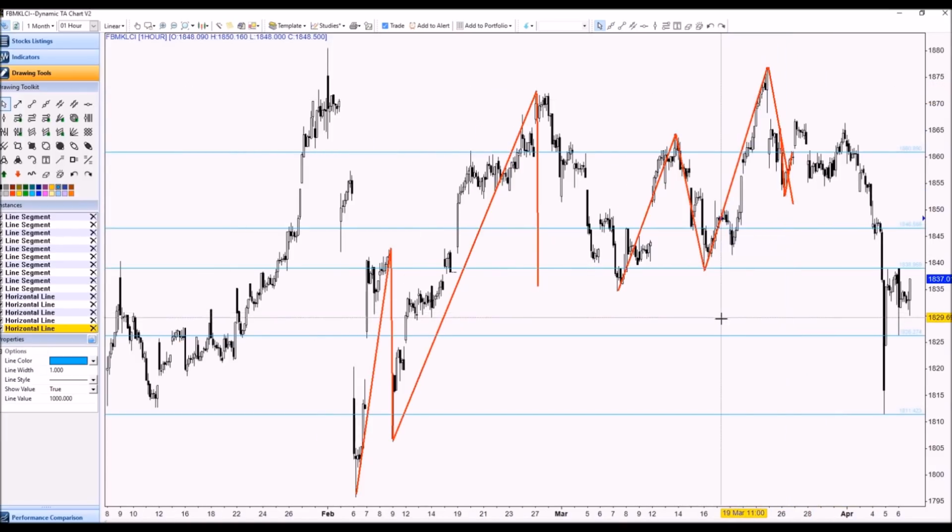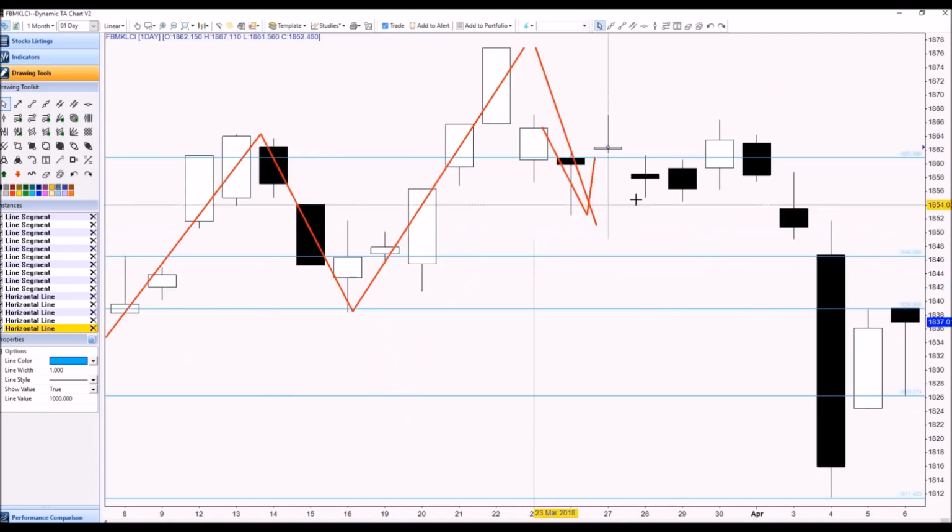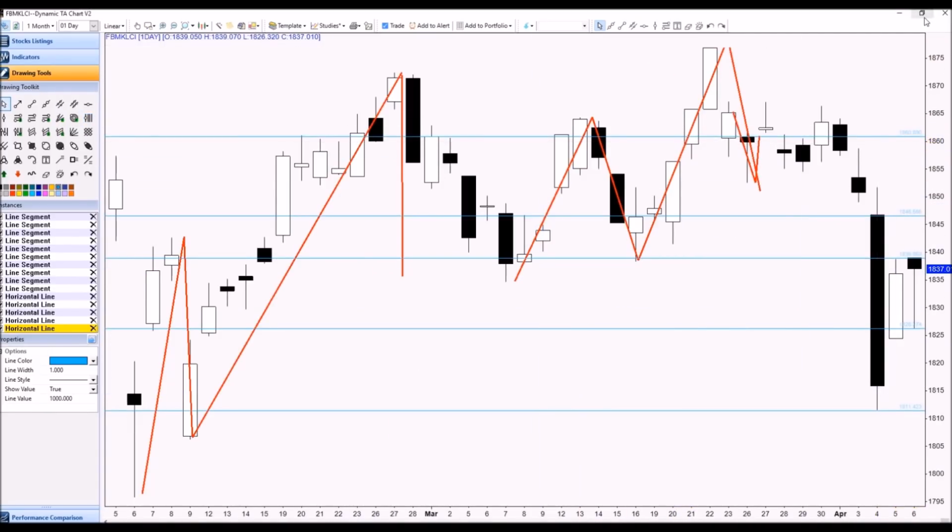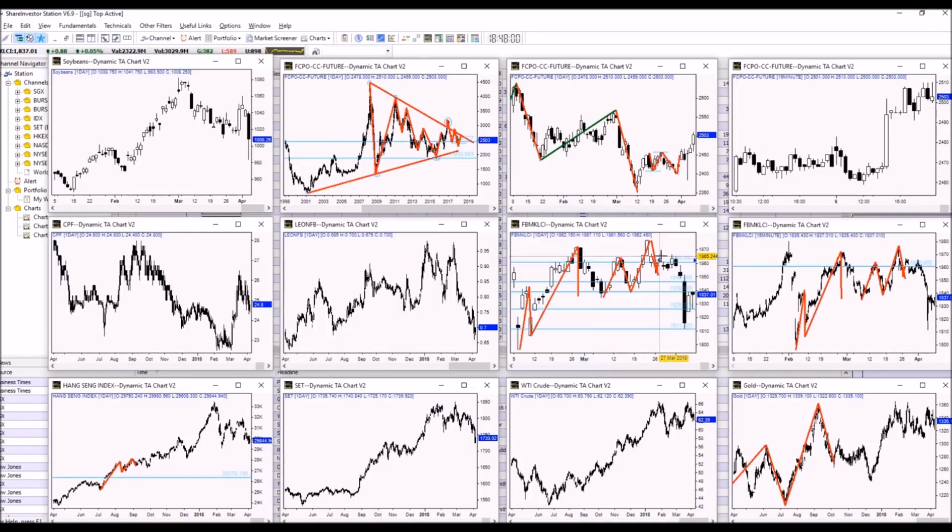FBMKL is an uptrend. The market in the big time frame still shows an uptrend. That means if you want to ride the trend, if you want to follow the majority, look for buys when the market retraces. Okay, the last one is the Stock Exchange of Thailand.